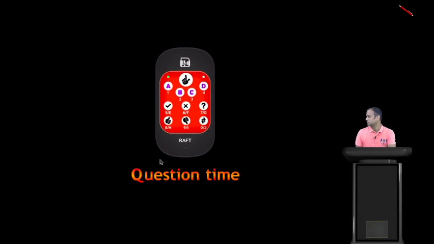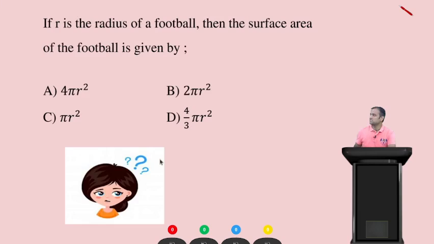Okay students, again question time. If R is the radius of a football, then the surface area of the football is given by... and your time starts now. R is the radius of the football, and you have to find the surface area of the football.